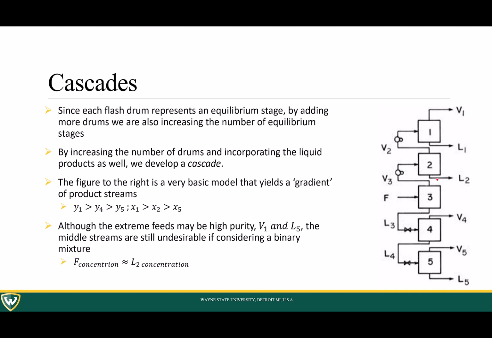cascade. It's just when you have multiple flash drums together. These cascades can have various arrangements. They can have what's called co-flow, counterflow, and cross-flow, which we'll talk about in the coming slides.